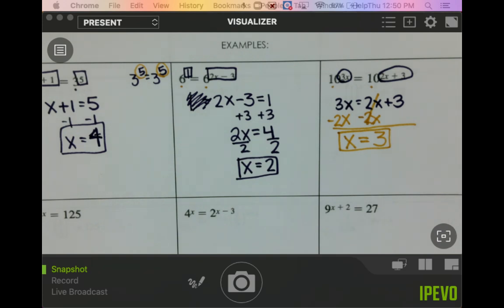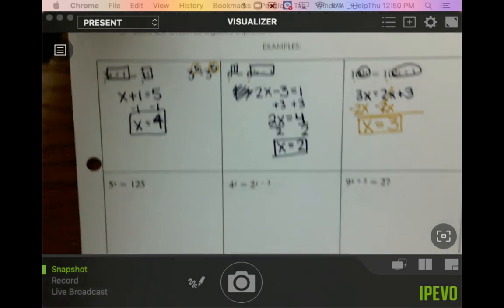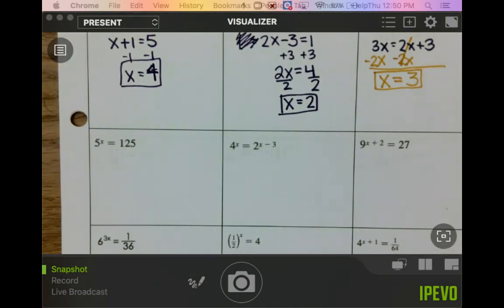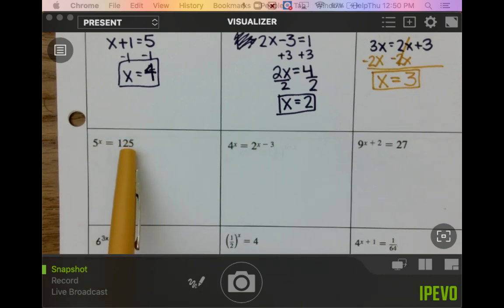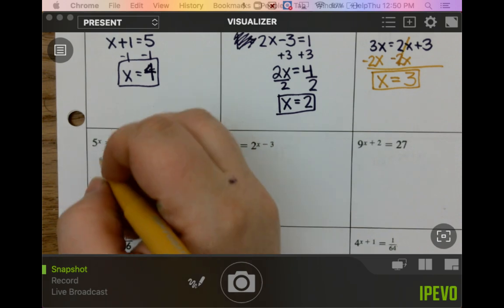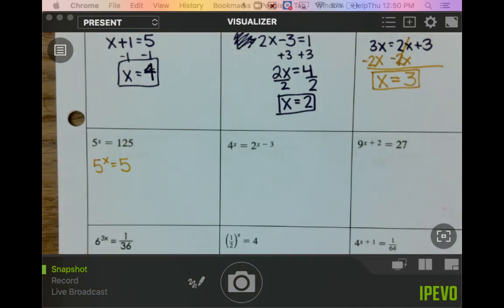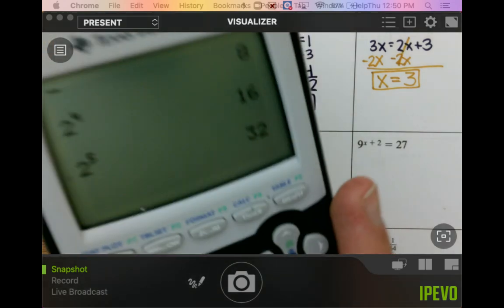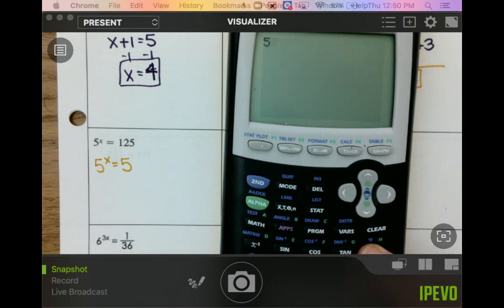Okay. Here is the part where you need to be paying attention because it's going to be a little more difficult if, like on this fourth one, you don't have the same number. So there's a 5 over here, and there is not a 5 on this side. So what we need to do is change that. We're going to leave this side the same, and we're going to rewrite 125 as 5 to some power. We just have to figure out what power that is. And you're going to have to try it out in your calculator until you find it.